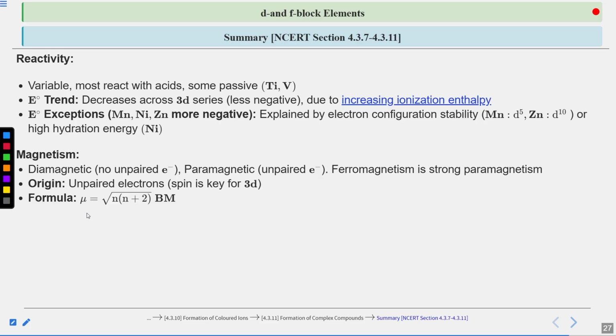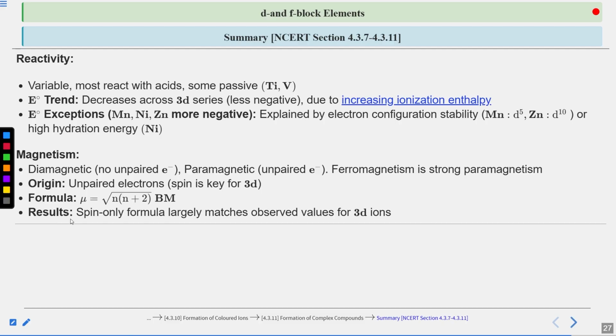The formula we have seen is mu equals square root of n(n+2) Bohr magneton. Bohr magneton is the unit in which we calculate the magnetic moment, and n represents the number of free, unpaired electrons. What was the result? The spin-only formula largely matches the observed value for the 3d ions.